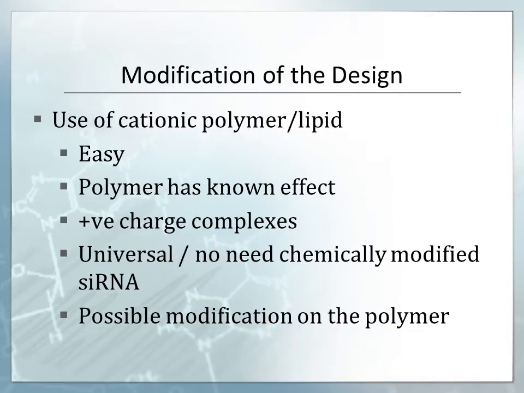So how can we modify the design? We can use a cationic polymer or lipid, which is something you can obtain easily. And also, we can choose a polymer which has a known function or toxicity to cells. It can form positively charged complexes with siRNA, and so more complexes can get into cells because of the overall charge of the complexes. Finally, the polymers can be modified for achieving our design function, such as targeting some cells that we want.